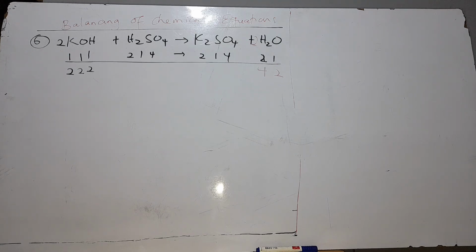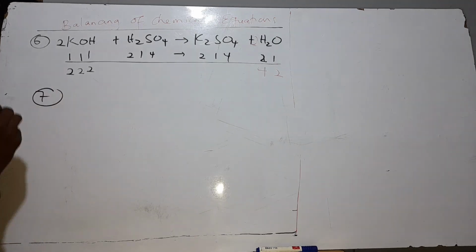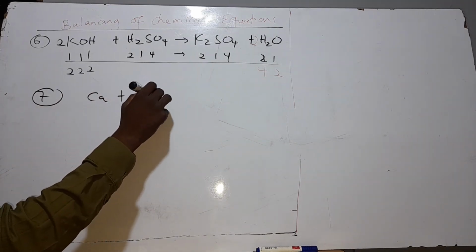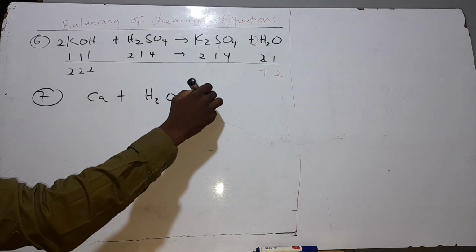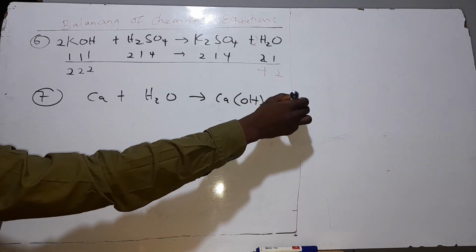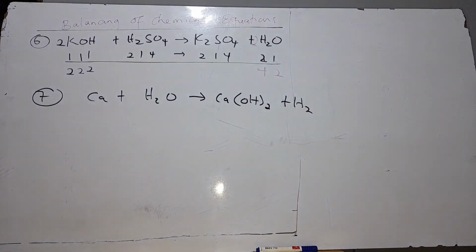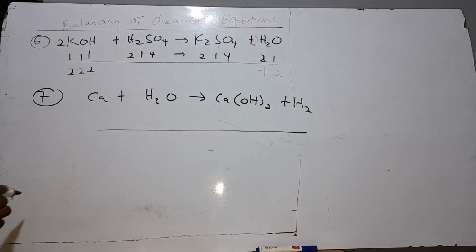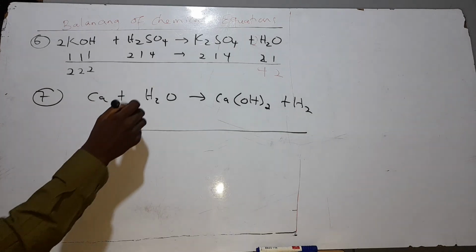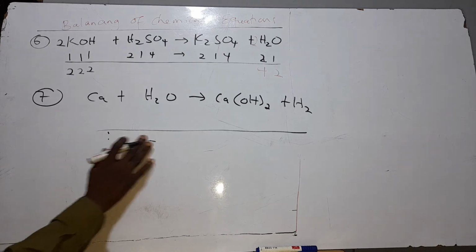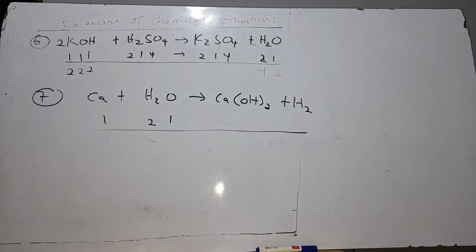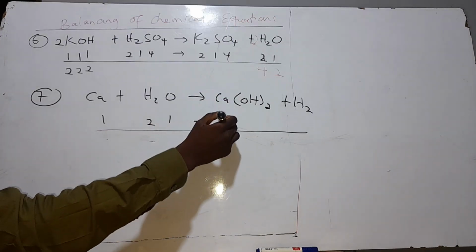Move on to the 7th example. The 7th example, we have a compound like calcium, Ca, plus H2O, which maps to Ca, we have OH 2 plus hydrogen, which is H2. Good. I want to balance this equation quickly. I ask myself how many calcium do I have here? We have 1 calcium. How many hydrogen do we have here? We have 2. We have 1 calcium, 2 hydrogen, and 1 oxygen. Then when I come to this side of the equation, we have 1 calcium.